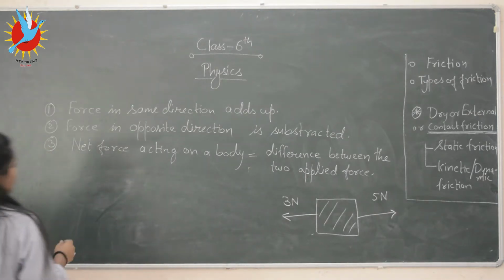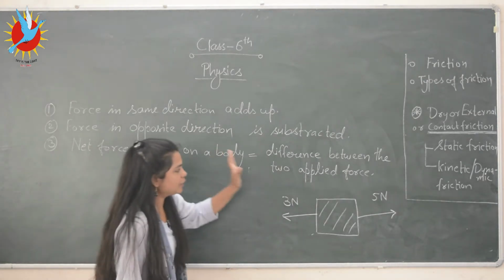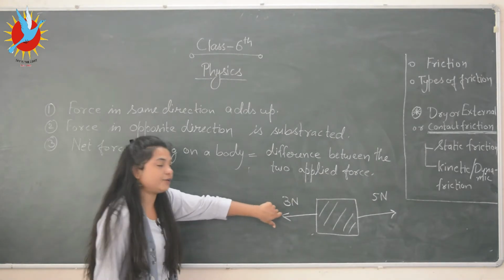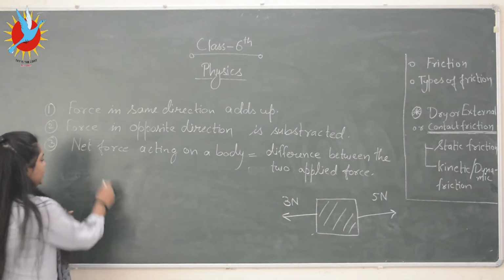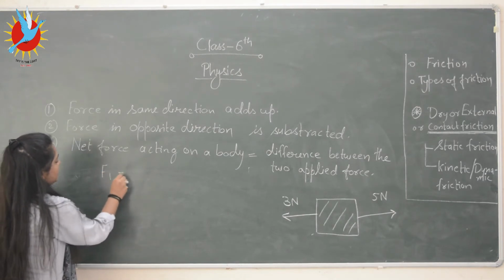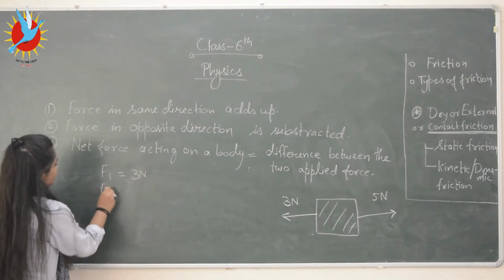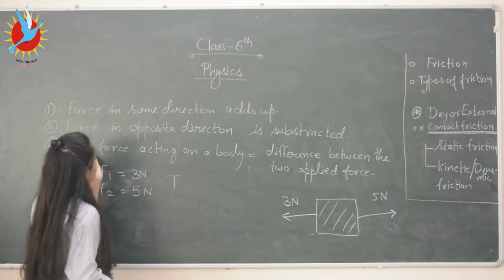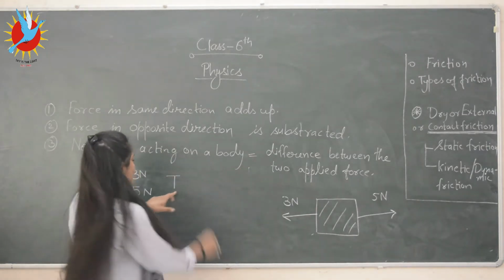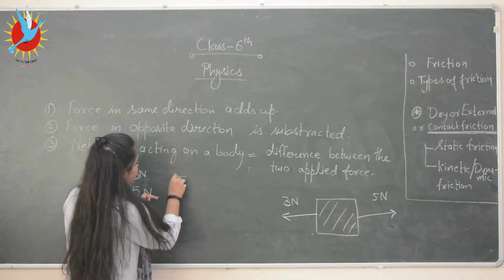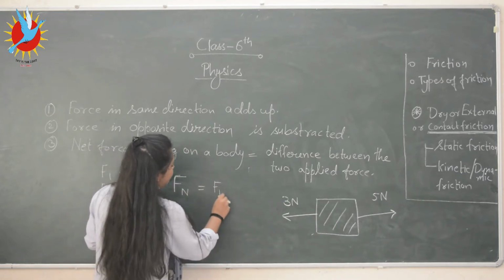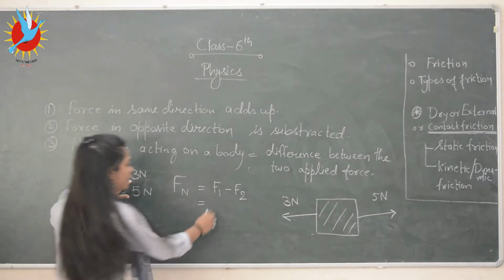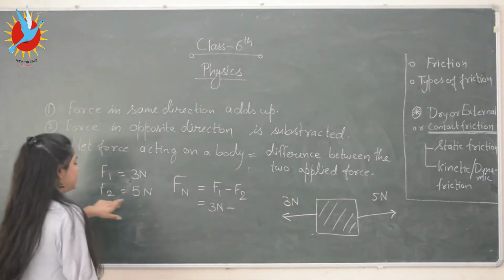Okay, so as I told you, the net force acting on a body is equal to the difference between the two applied forces. Here the two forces are 3N and 5N, or you can say 3 Newton and 5 Newton. So let me give them symbols. Suppose F1 is equal to 3N and F2 is equal to 5N. Now, I'm going to write down the formula directly: Fn is equal to F1 minus F2. Now what is the value of F1? That is 3N. And what is the value of F2? It is 5N.